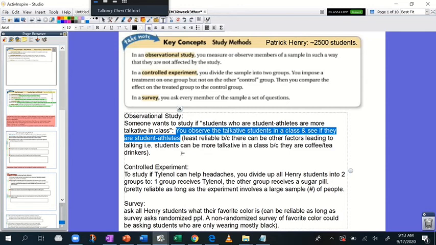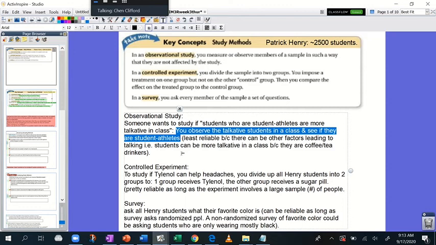And the reason I said maybe, super suspiciously, is because it is suspicious. Observational studies are not that reliable. It's not that reliable to just observe talkative students and then ask myself if they are athletes, because they could be talkative for many reasons.